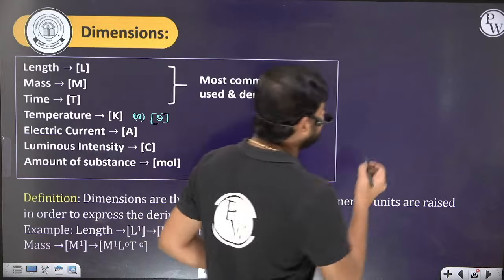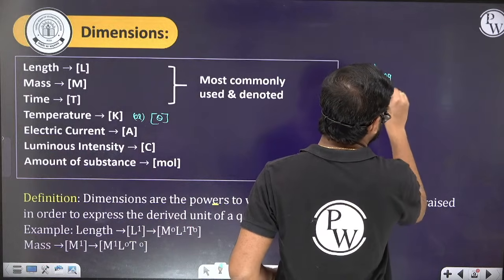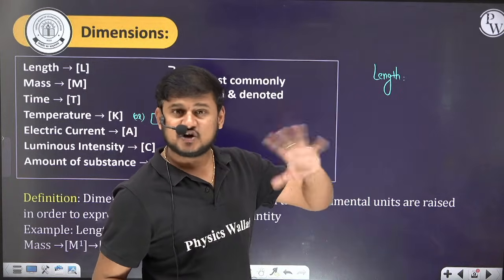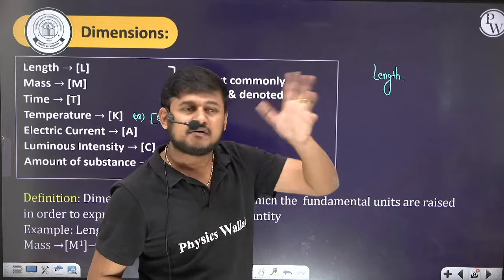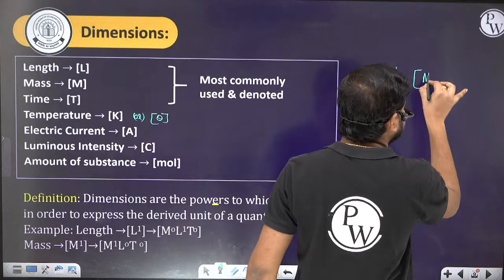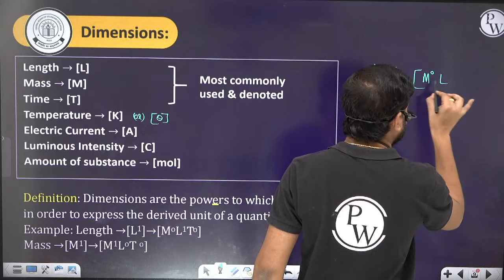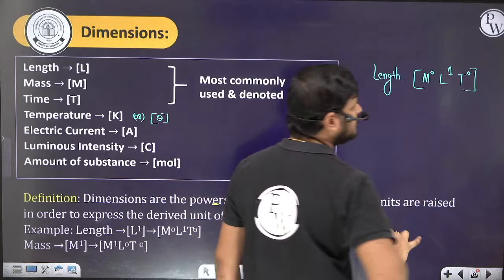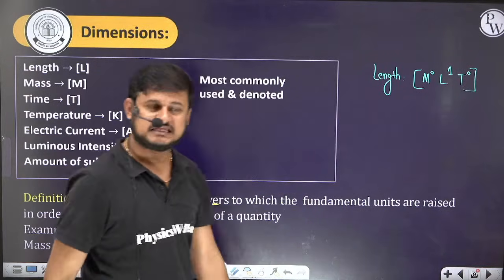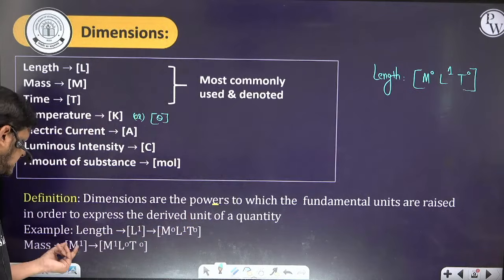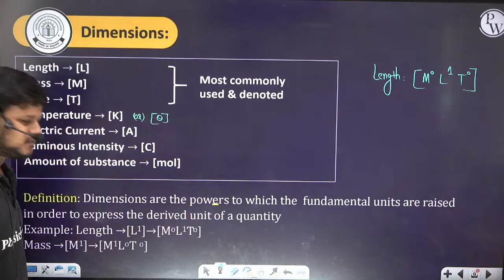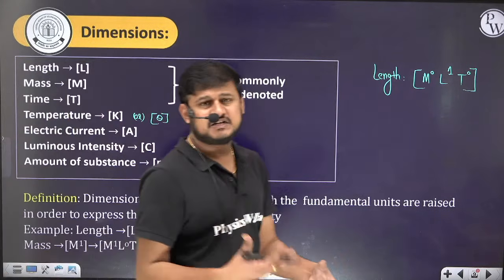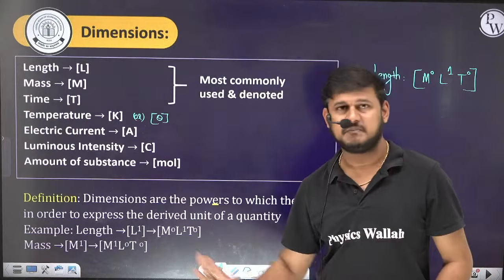For example, if I ask what are the dimensions of length, don't write just L. L is not the dimension. Their powers matter. Here for length, there is no M, so M to the power 0; L will be there, L to the power 1; and T to the power 0. These are the dimensions of length. Similarly for mass, M to the power 1, L0, T0. Even if we don't represent these, no issue. L to the power 0, T to the power 0, we may mention it or may not. That doesn't matter. Clear?